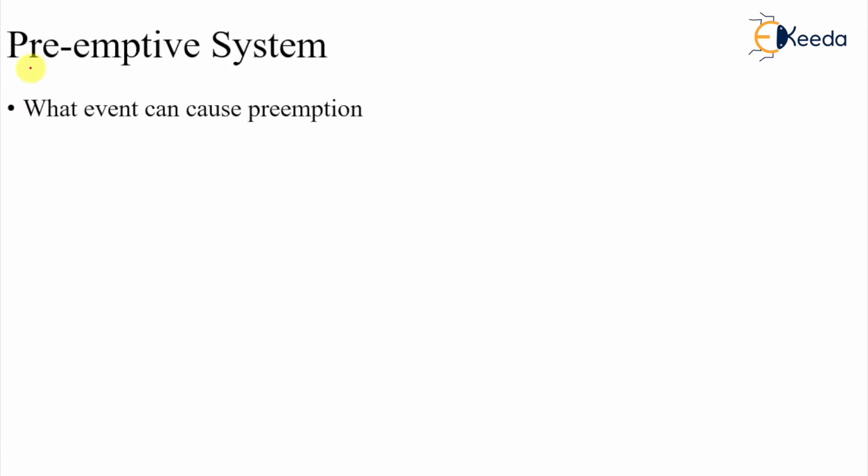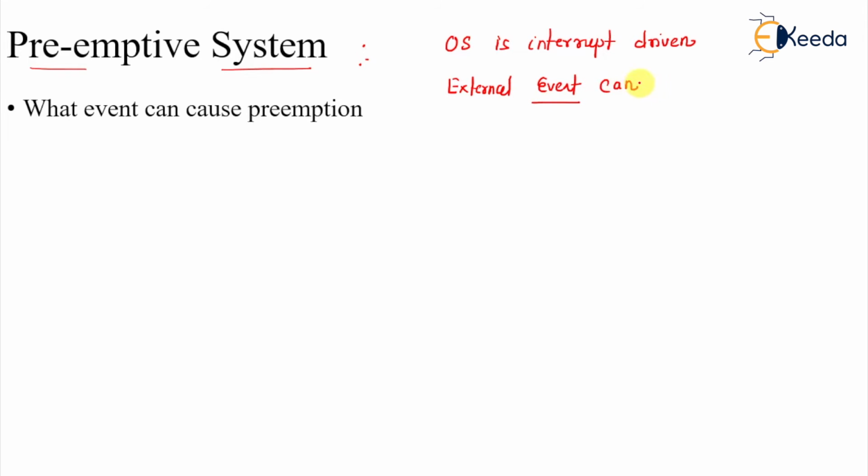Now, the preemptive system. We have already seen the non-preemptive system. Now what exactly is a preemptive system? As we all know, the operating system is interrupt driven, and an external event can also trigger a system call, an unusual situation, or attention. An external event can occur anytime, and it will be in the form of an interrupt.